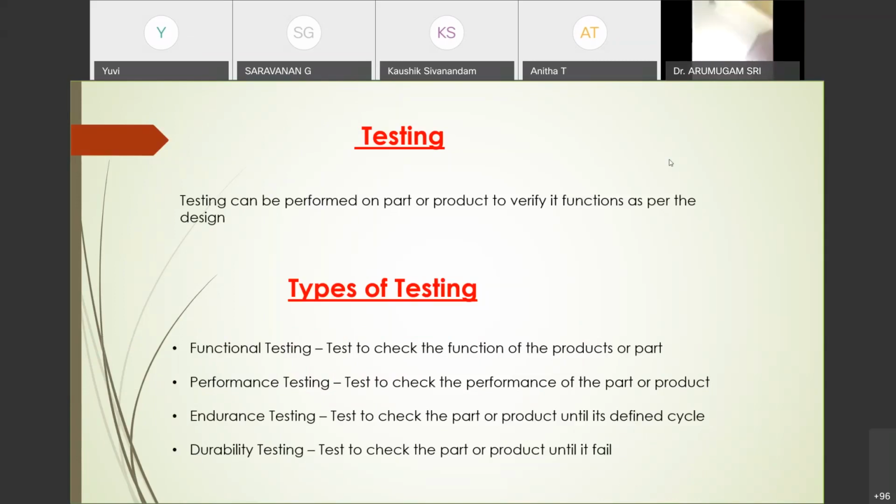Next, what are the types of testing? We have 4 types of testing: functional test, performance test, endurance test, and durability test. What is a functional test? A functional test is a test to check the function of a part or product. So firstly, we need to check the function of the part or product.